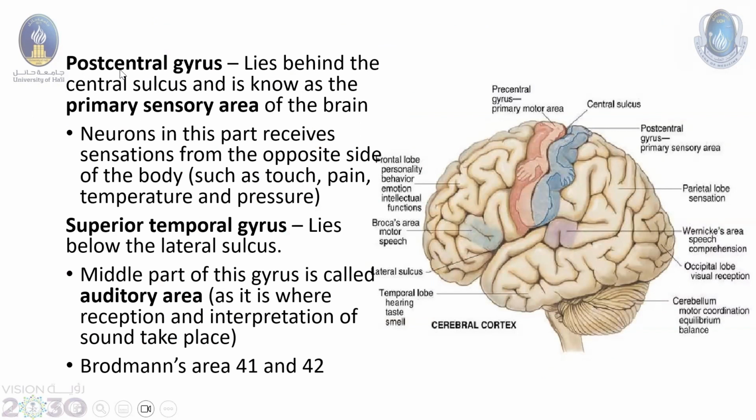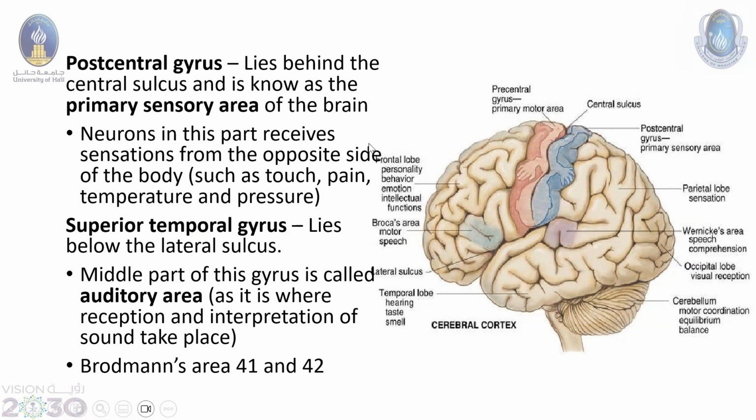Now coming to the post-central gyrus. Here also you can see the representation of the body. The head is in the lower part, and this part of the cerebral cortex controls especially the motor movements here, and the upper limb. Then you can see the lower limb, especially on the medial side. This is the central sulcus. Just behind that, the gyrus called the postcentral gyrus lies behind the central sulcus and is known as the primary sensory area. This is the primary motor area, and this is the primary sensory area of the brain.